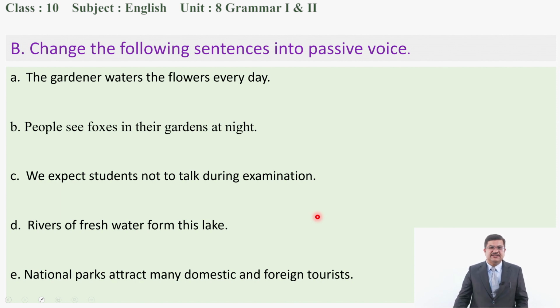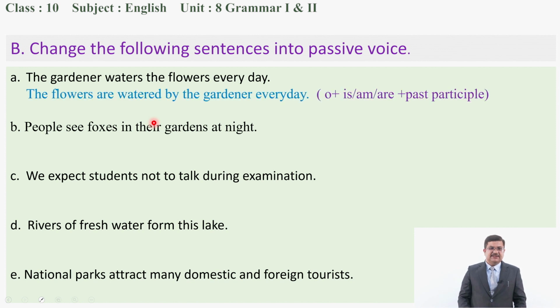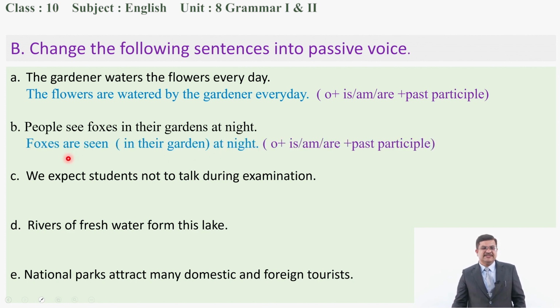B. Change the following sentences into passive voice. I believe, dear students, you might have done it yourself, and so that I may go very quickly. The gardener waters the flowers every day. What is the passive form of the sentence? Yes, the flowers are watered by the gardener every day. Here I have given you the structure, object with is/am/are with past participle. People see foxes in their gardens at night. The passive structure, foxes are seen in the garden at night.